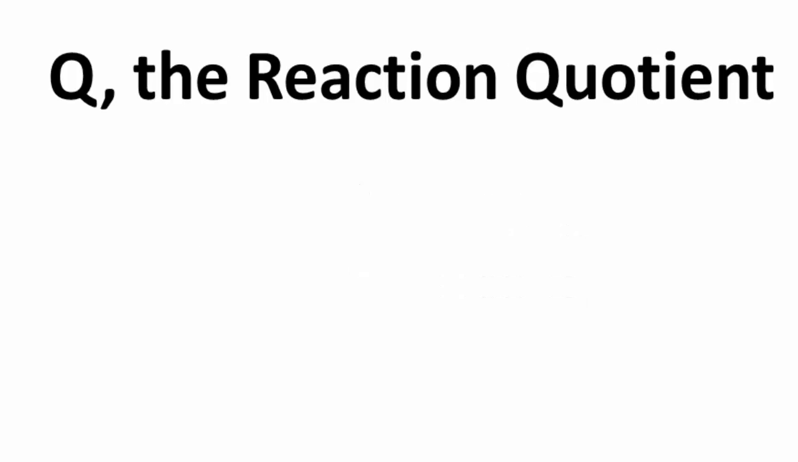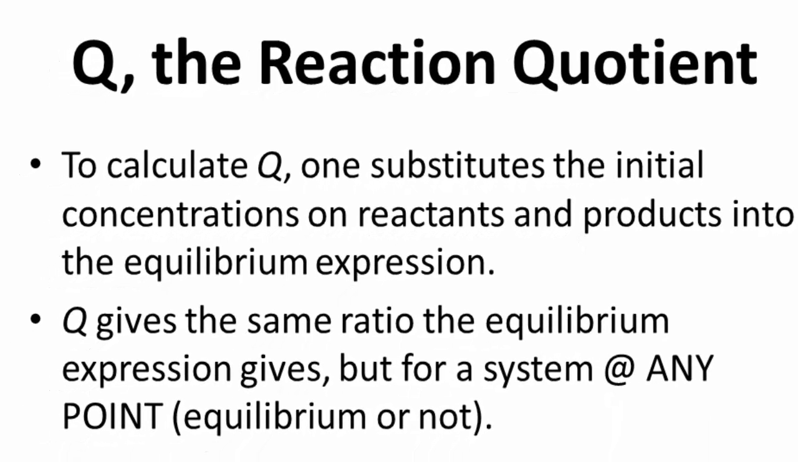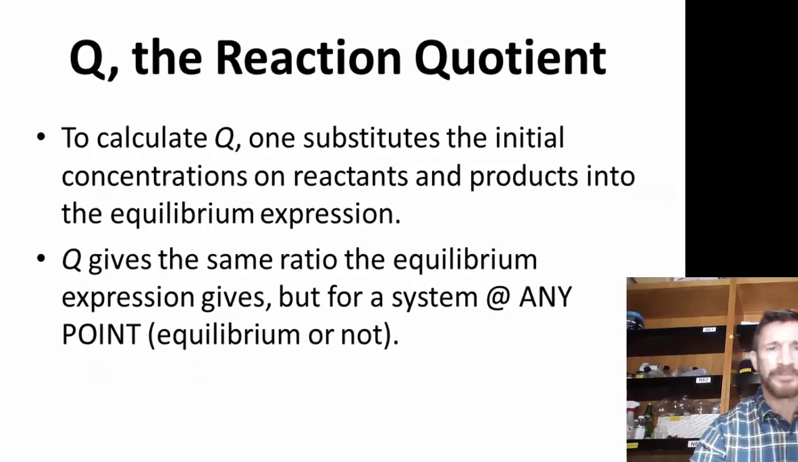The reaction quotient, a couple things about it. To calculate Q, one substitutes, usually, the initial concentrations of the reactants and the products into the equilibrium expression. Q gives exactly the same ratio as the equilibrium expression, but for a system at any point. It does not have to be at equilibrium. But we usually also specify the conditions such as temperature, because we know K changes with temperature.